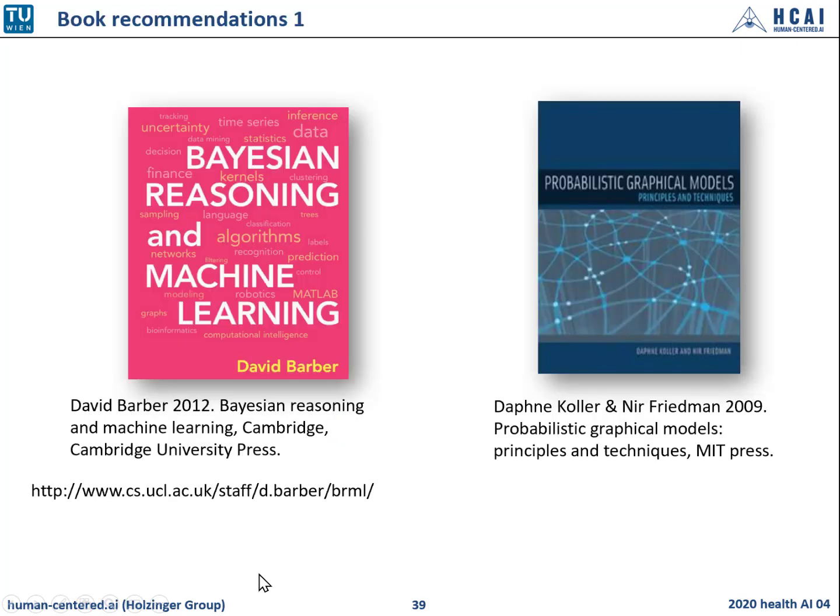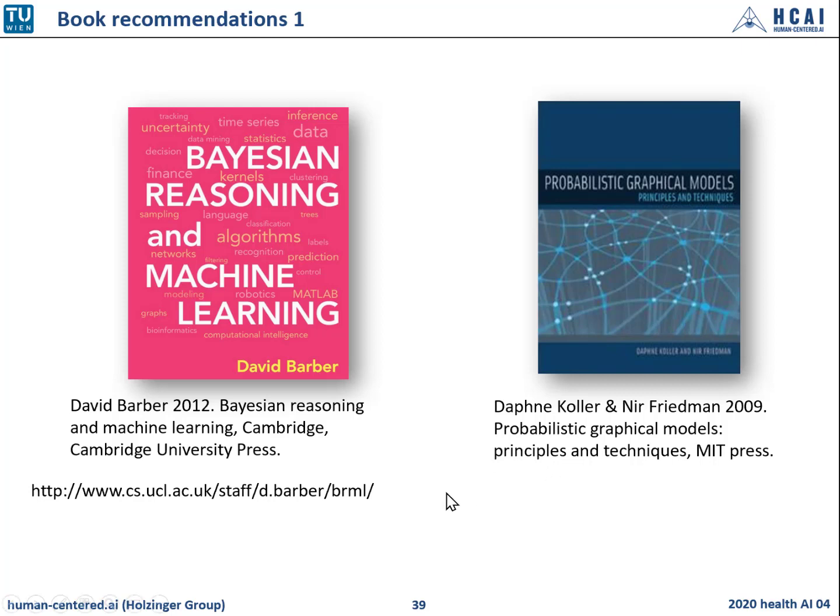And of course, I have to give you some book recommendations. If you really want to go deeper, I recommend these books. For example, David Barber from University College London, and the classic is from Daphne Koller and Nir Friedman from Stanford, Probabilistic Graphical Models, the Bible, so to say. If you want to go deeper into this, because I can only scratch the surface here, I have to emphasize this is such an awesome, interesting and challenging field that I can only touch the surface, but I can motivate you to go further.